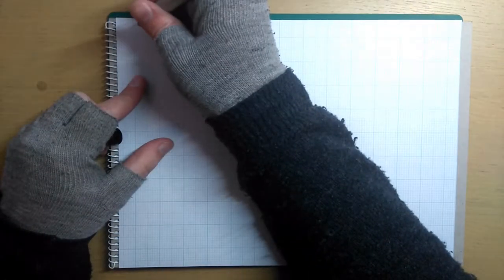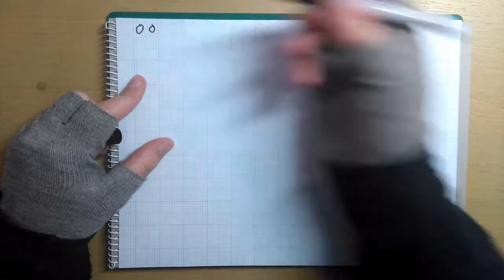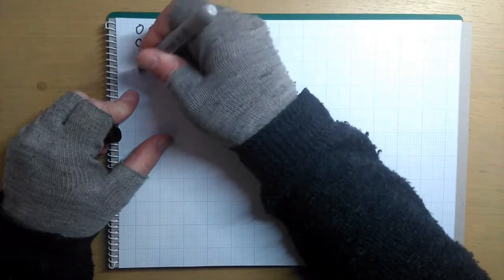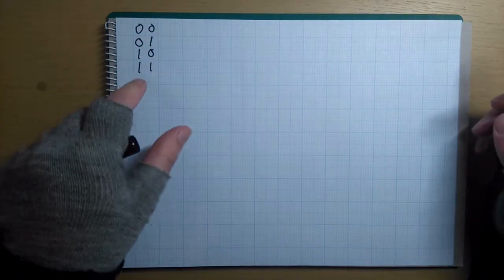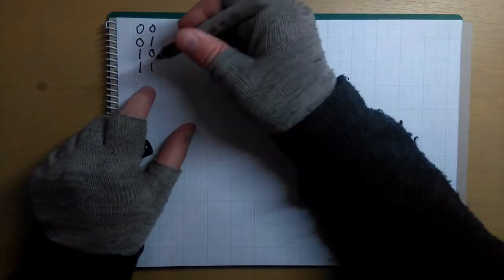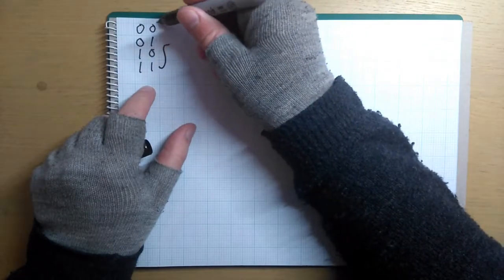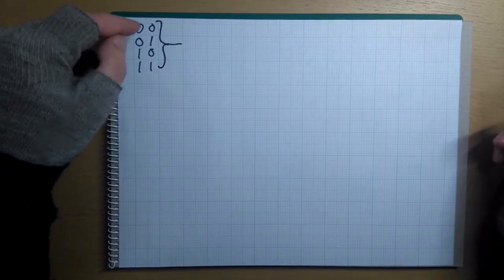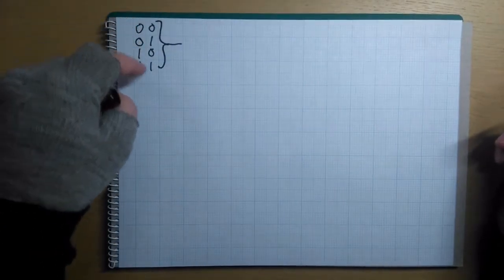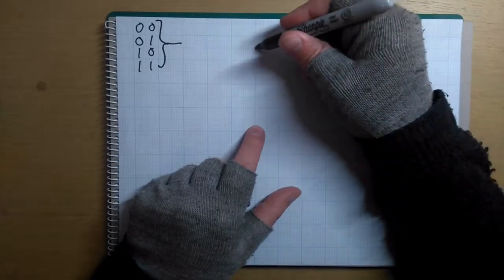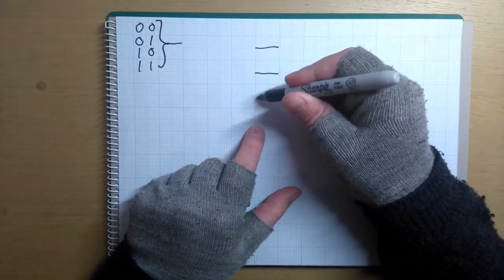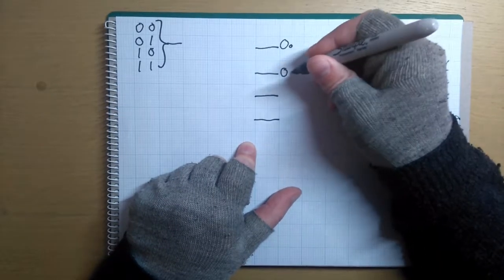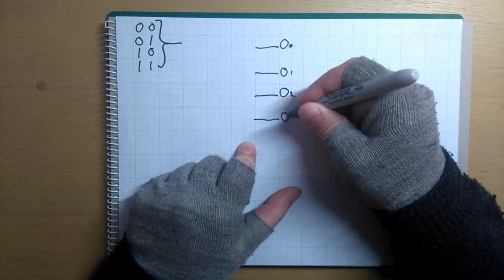So say 2 bits here. We've got a 0 and a 0, 0 and a 1, 1 and a 0, and 1 and a 1. So these are our potential inputs, and let's just do this. So that's our input, and we want an output for each of these states. So we have 4 outputs. Well, it's 1, 2, 3, and 4. So it's output 0, output 1, output 2, and output 3.